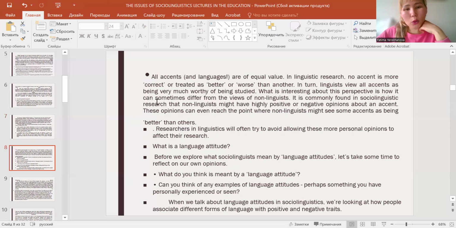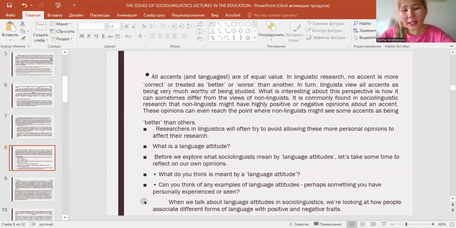So also we have to understand here what is a language attitude. When we talk about language attitude, before we explore what social linguistics means by language attitudes, let's take some time to reflect on our own opinions. What do you think is meant by a language attitude? How do you understand it?